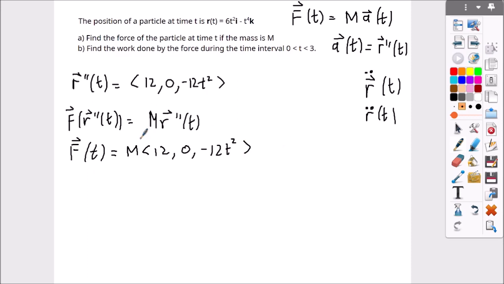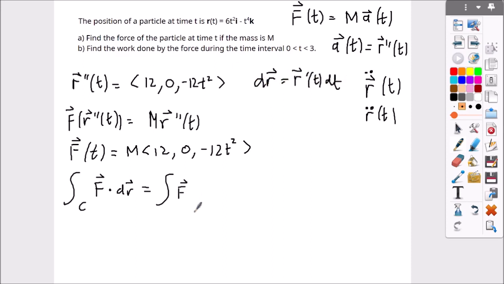So what's the work done on the particle during the time interval from 0 to 3? The formula is F dot dr, which is F of r of t dot r prime of t, but we already have F of t. So it's F dot delta r, the change in r. F we already have. What's the change in r? dr is equal to r prime of t dt.